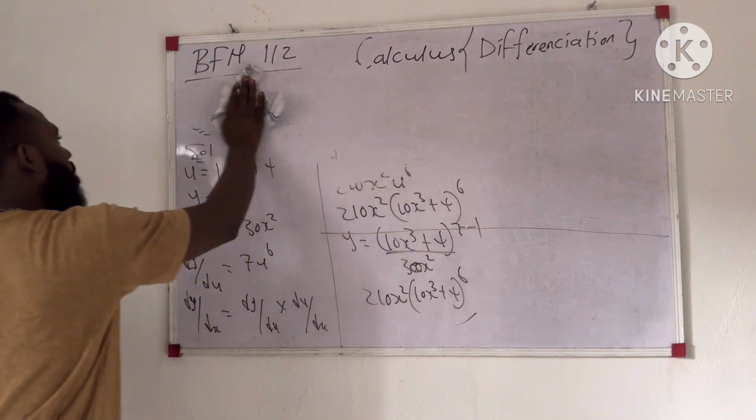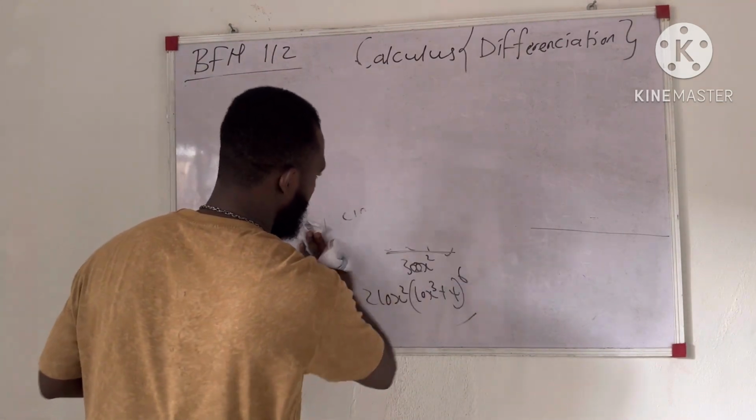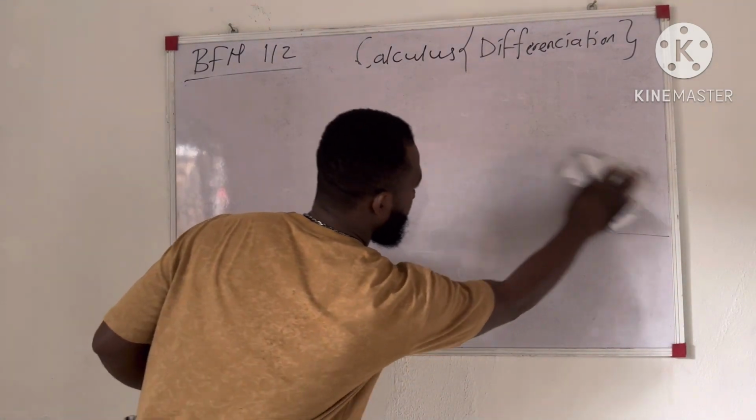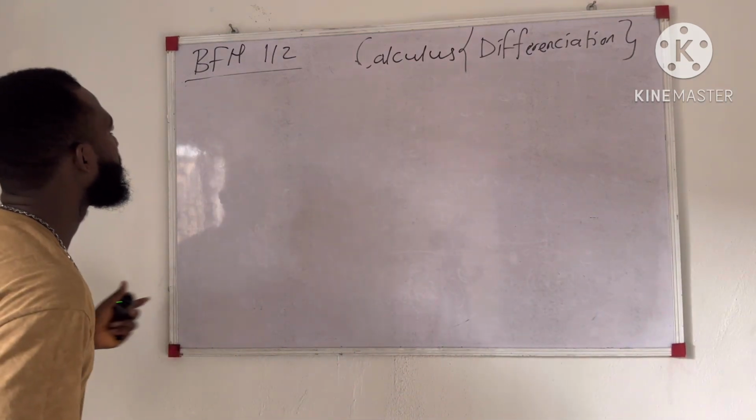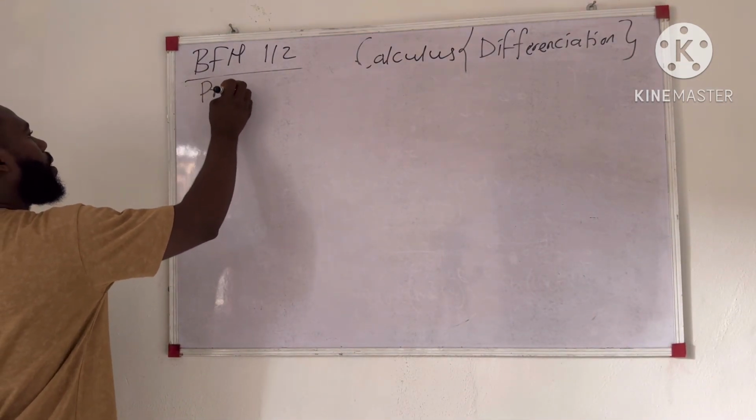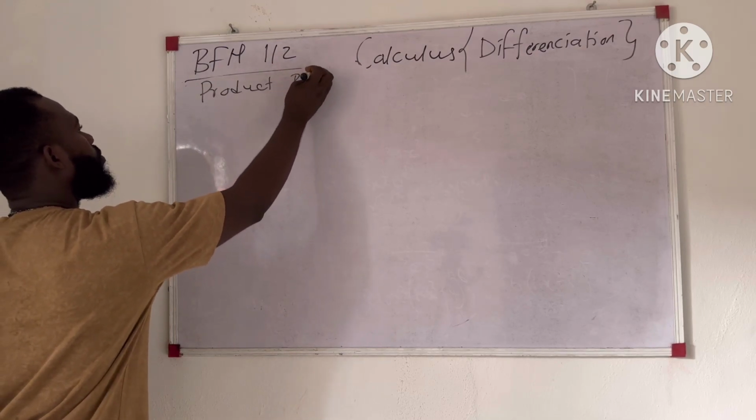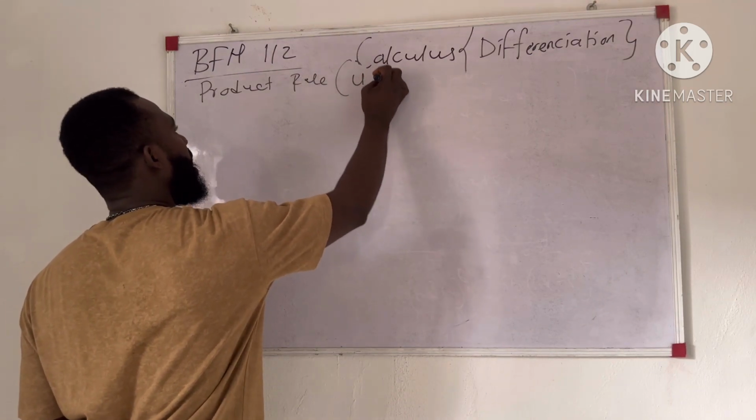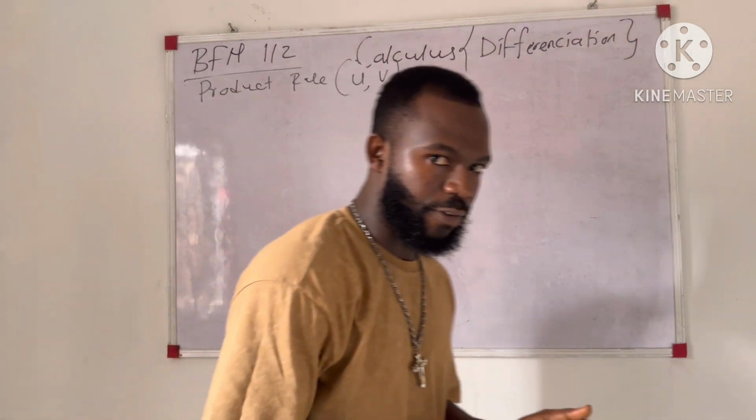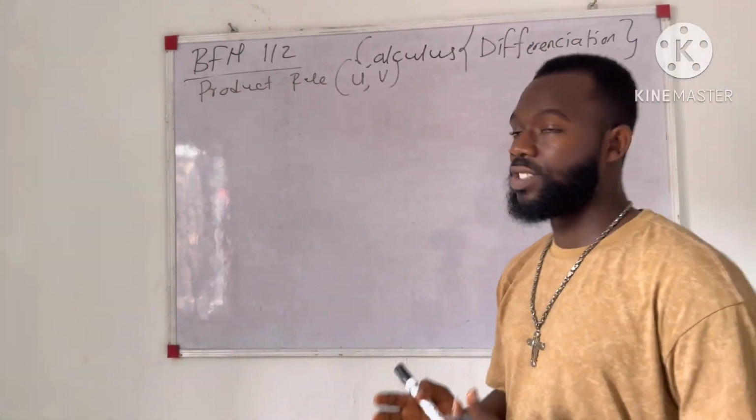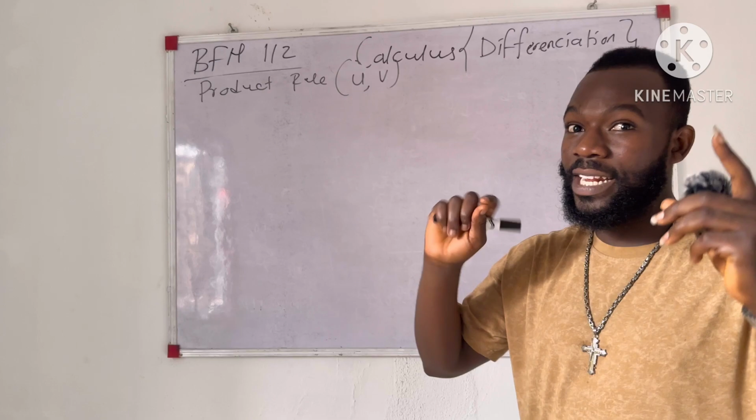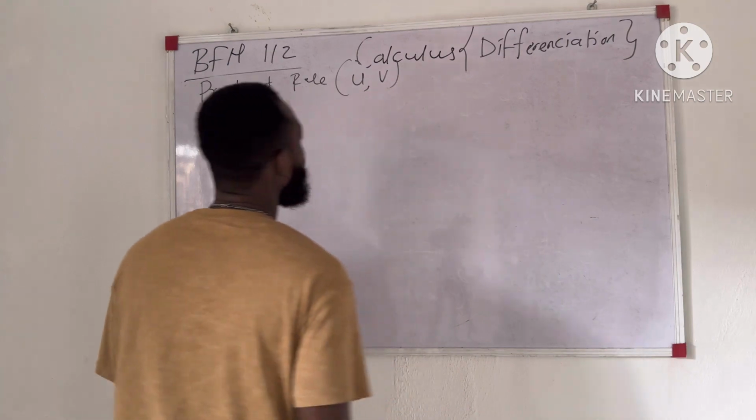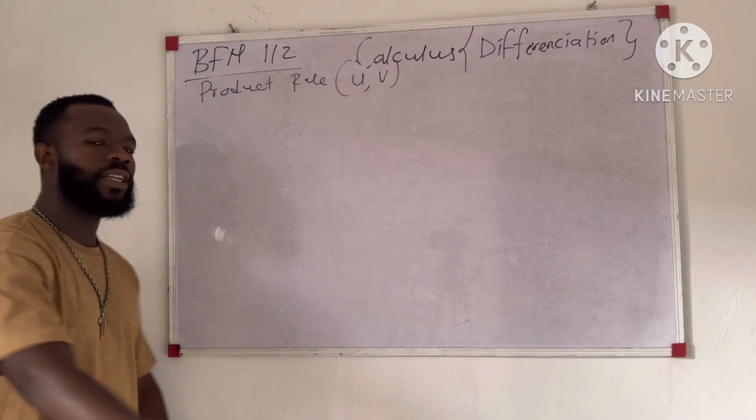So the next rule we are entering now is the product rule. Let's see how the product rule works. Now, the product rule is made up of two functions, and these functions are u and v. Because of the word product, it means the functions u and v are actually multiplying each other, because product means multiplication. It's as simple as that. So we're going to be having two functions here that are multiplying each other.